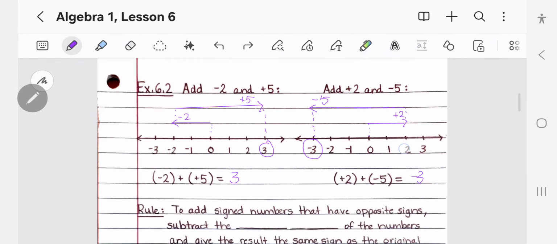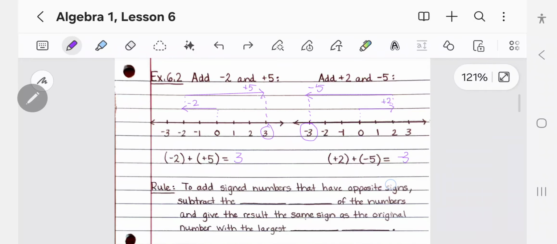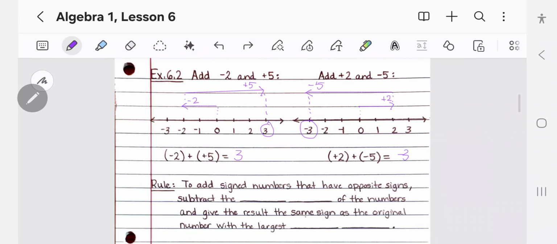Well, let's read the rule and see if we can fill in the blanks. To add signed numbers that have opposite signs. So here we had a negative and a positive. Here we had a positive and a negative. To add the signed numbers that have opposite signs, subtract their what of the numbers and give the result the same sign as the original number with the largest. I bet you can figure this out from the last one that we did, a 2 blank answer.